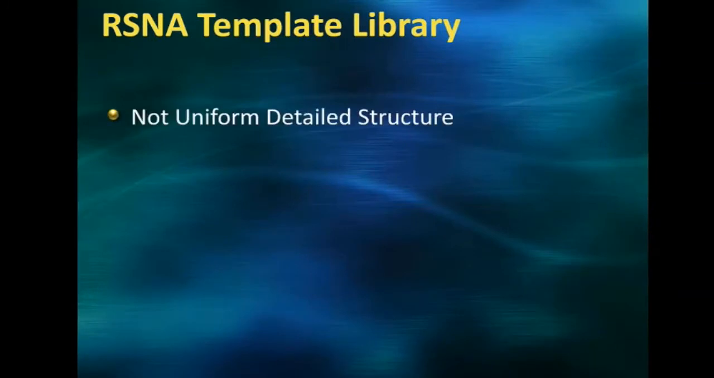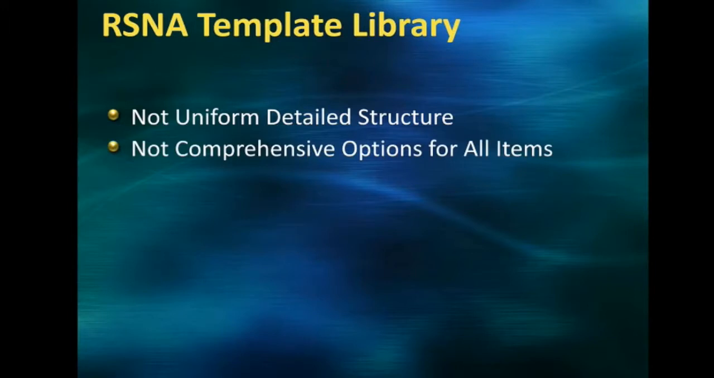Another issue for the RSNA template library is that there is no comprehensive option for all of the items. Even in the ankle MRI, if you have something abnormal in tendons or in ligaments, you have very well detailed options to put your report together. But when you have something in bone, there is just a very simple option to use for your structured reporting. So I think this is one of the weaknesses of this template library, and it can be improved.